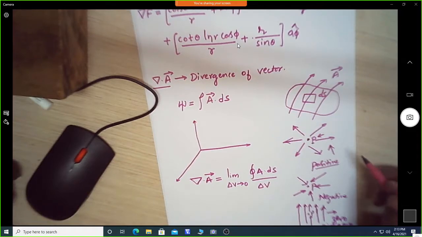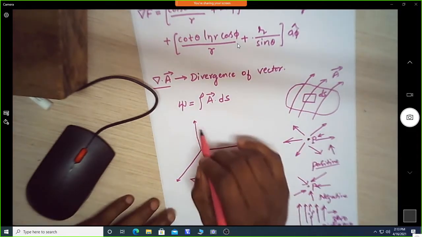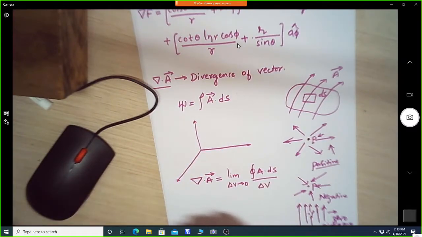So at the source, whatever the source point, if we consider this source point in any coordinate system, we can calculate the divergence of vector A, and we can also move on to the divergence theorem, how we can define the divergence theorem and how we can prove that, okay.